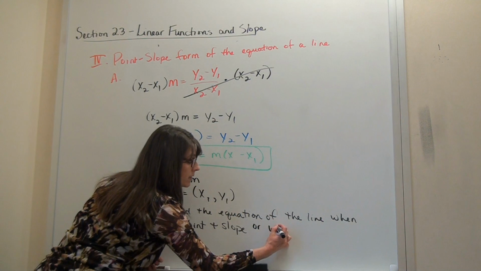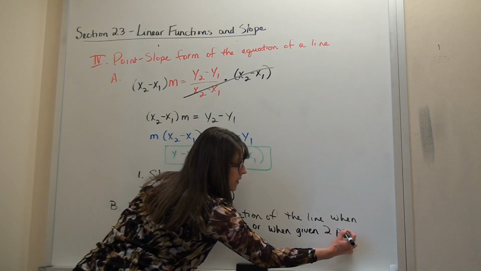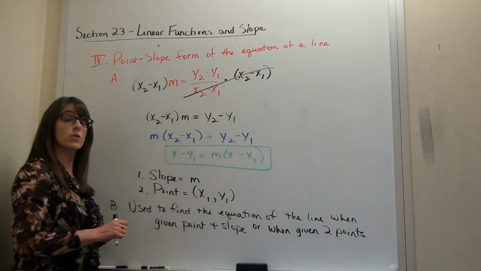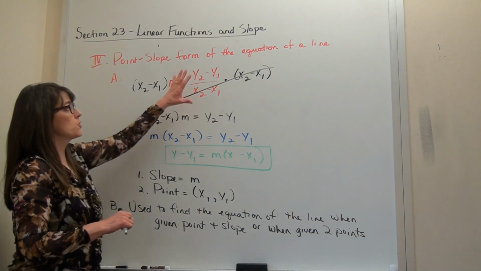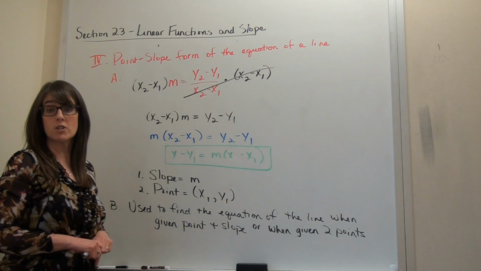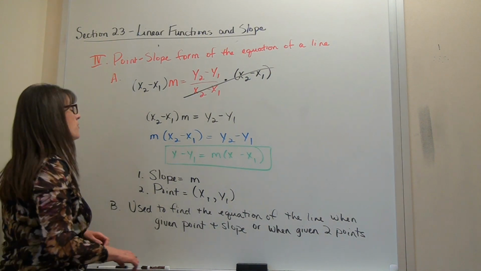Or when given 2 points, which is kind of confusing, because you may be saying, no, wait a minute, I need a slope. But if you're given 2 points, can you find the slope? Absolutely, because you plug it into the formula for slope, and there you go. You've got a slope and then 2 points to choose from. Now, it doesn't matter which point you choose from, and I'm going to prove that to you.